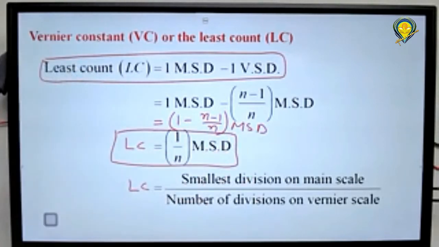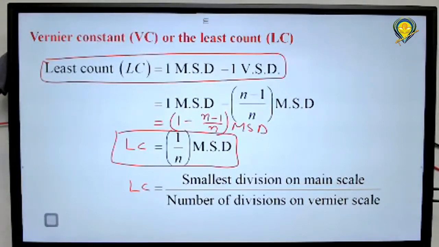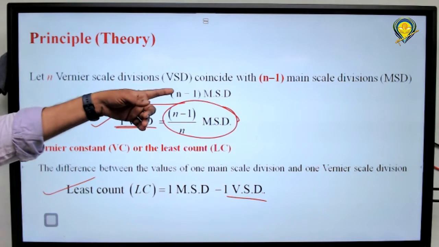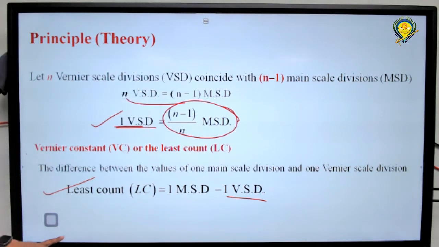Next, this is also important. If n number of vernier scale divisions coincides with n minus 1 number of main scale divisions, on which scale are more readings there, main scale or vernier scale? Check the previous one once. N vernier scale divisions coincide with n minus 1 main scale divisions. That means the vernier scale has more readings. So n readings are there, coinciding with n minus 1 readings only. If the scale is like that, then we can use this formula directly.